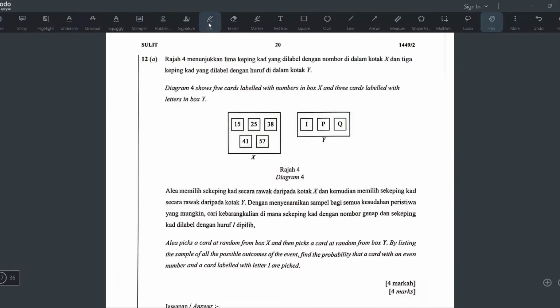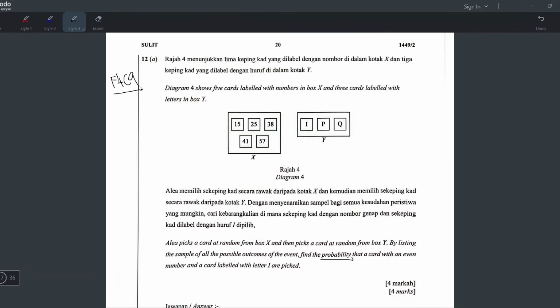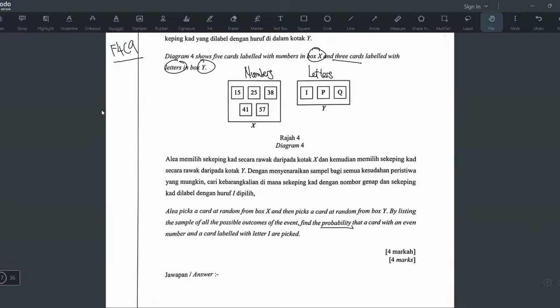Okay, 12 pula. Okay, what chapter is this? Looks like probability. Yeah, I see the word already. Probability. Okay, definitely. Confirm. Probability. Kebarangkalian. Okay, diagram 4 shows 5 cards labeled with numbers in box X. Okay, 5 cards. 1, 2, 3, 4, 5. Okay, 3 cards labeled with letters in box Y. So, box Y dia adalah letters. Huruf. Tapi box X dia adalah numbers. Ini ada 5 card, ini ada 3 card. Okay, so far so good.